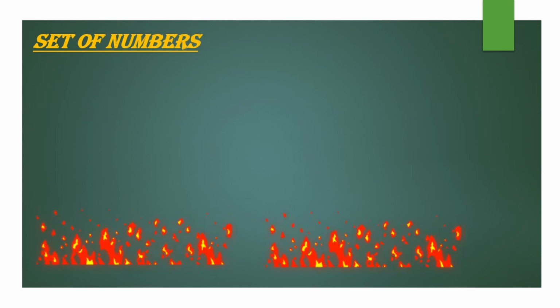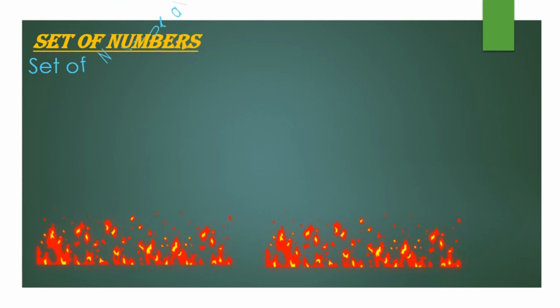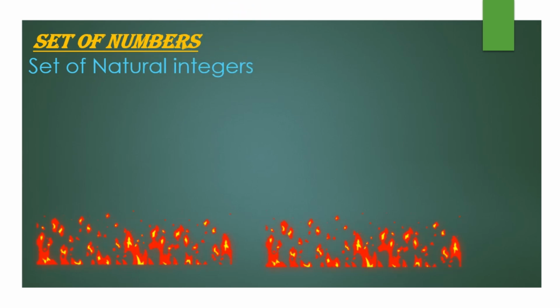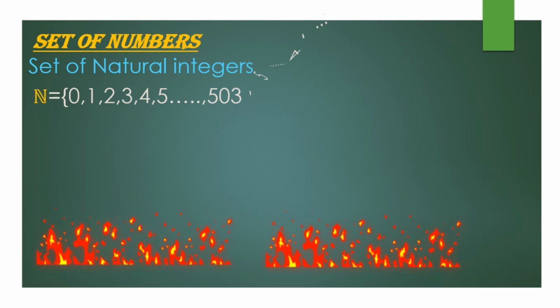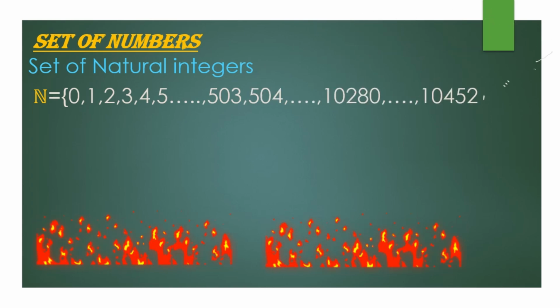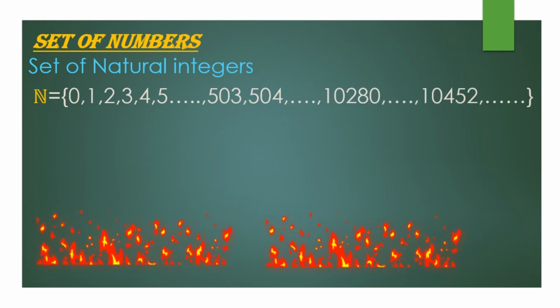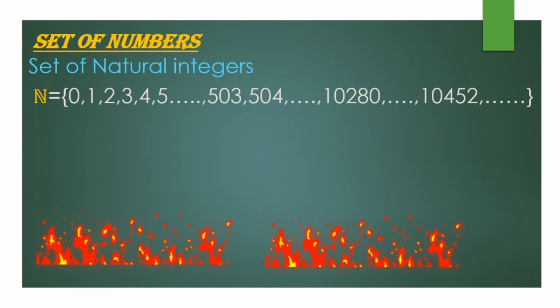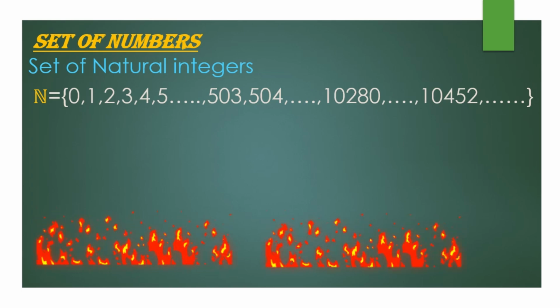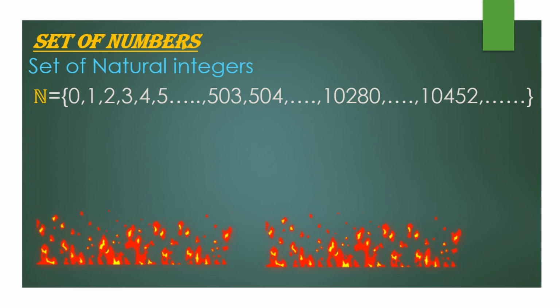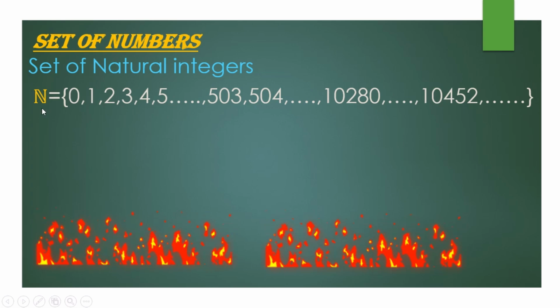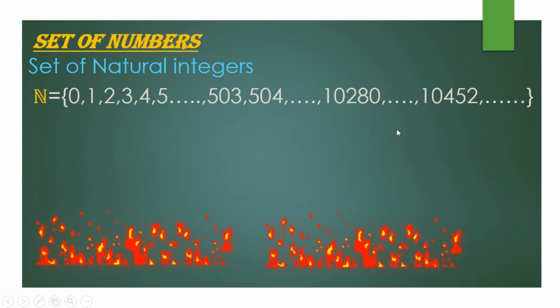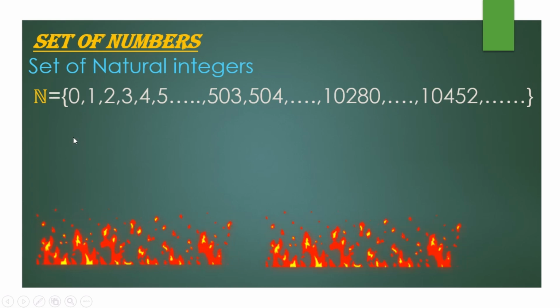Set of numbers. Set of natural integers. The set of natural integers is the set of whole numbers 0, 1, 2, 3, 4, 5, etc. For example, 203 is an element in N. The set of natural integers is designated by the capital letter N. So every whole number belongs to N.